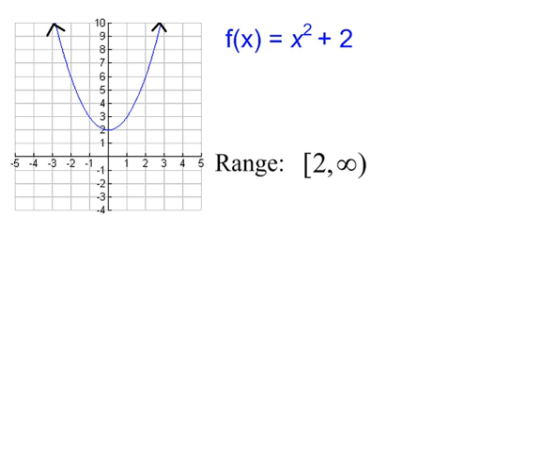So going back to our initial graph, we can write the range like this. You can say that the range includes 2 all the way up to infinity.